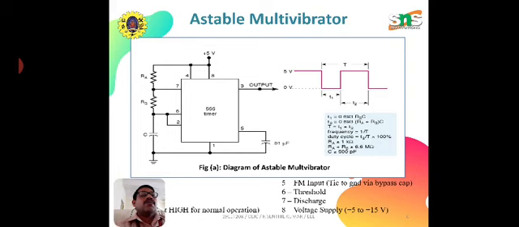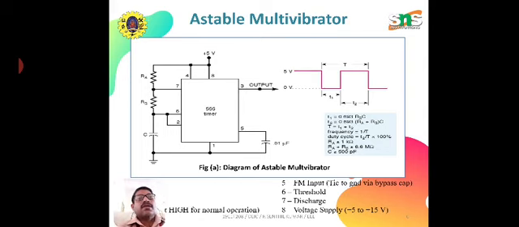For off time, the time period T1 is given as 0.693 into RB into C. You mean the time constant RB and C comes into picture. If the resistance value is high, then T1 is high. Similarly, the on time T2 is 0.693 into (RA plus RB) into C. Again the 2 resistances RA, RB come into picture. Therefore, if the resistance value is more, then the on time increases.